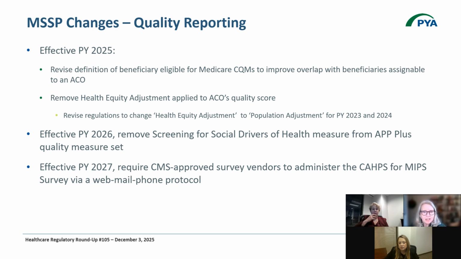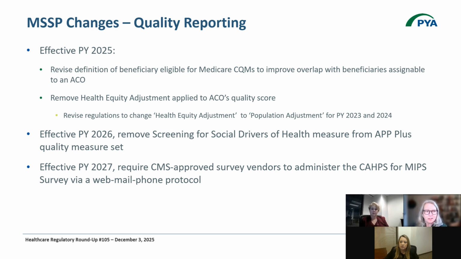There are other minor changes made to the MSSP specific to the quality reporting requirements. Some are effective for performance year 2025, so you're going to report in 2026: revising the definition of a beneficiary eligible for Medicare CQMs to improve overlap with beneficiaries assigned to an ACO, and also removing the health equity adjustment in the ACO's quality score. Interestingly, CMS is going so far as to revise the regulations which make reference to the health equity adjustment, instead changing the language in the regulation to refer to population adjustments back to performance year 2023 and 2024.